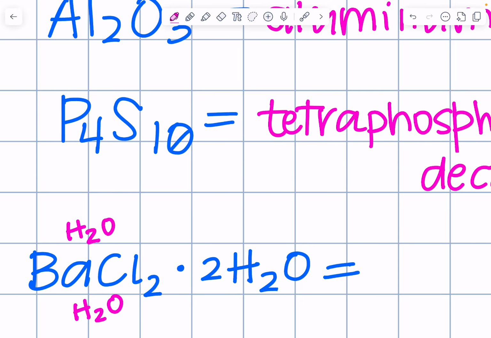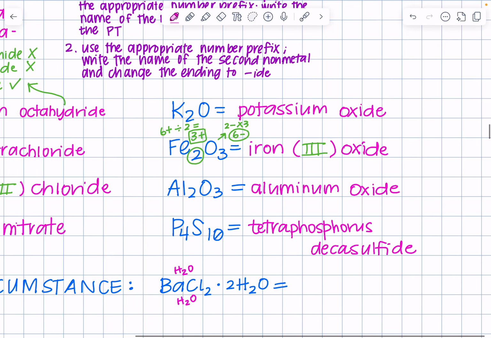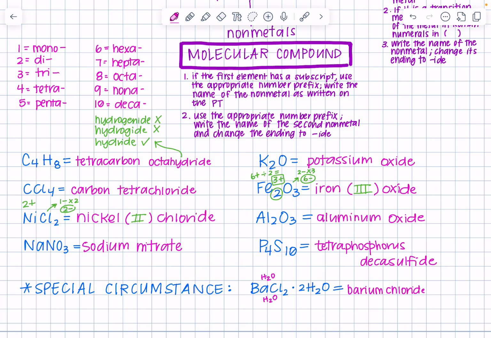In this case, we're naming it. So what you do is you name your ionic compound just like you would. So in this case, it's barium chloride. Again, follow those steps. But then after that, you have to tell how many waters, and you're going to use those same number prefixes that we had before. So this is 2 waters, so that would be di, and then you say hydrate. So this is barium chloride dihydrate.